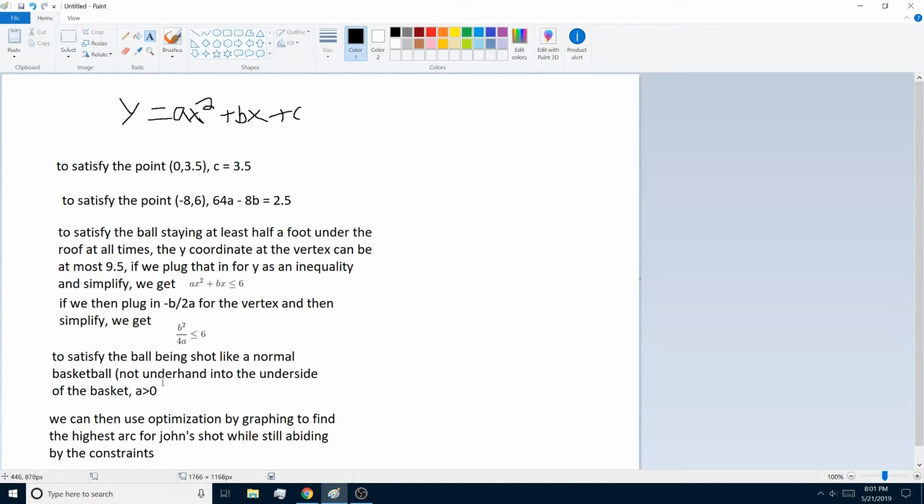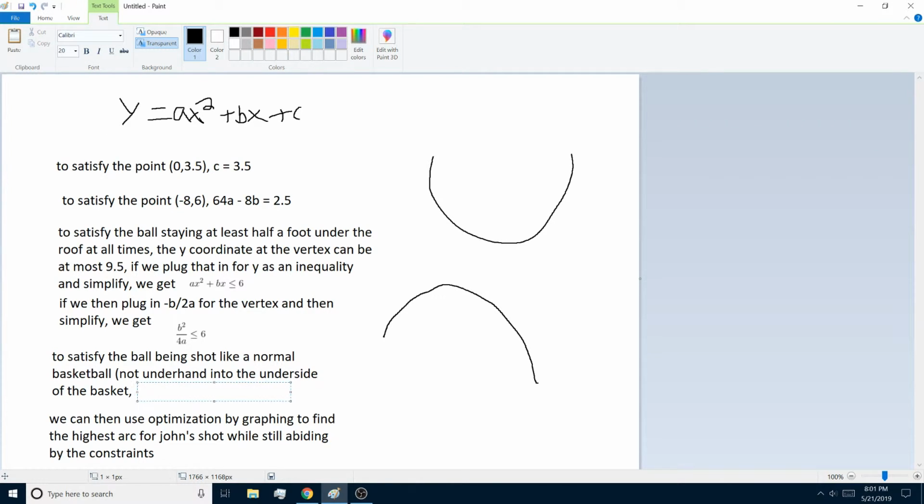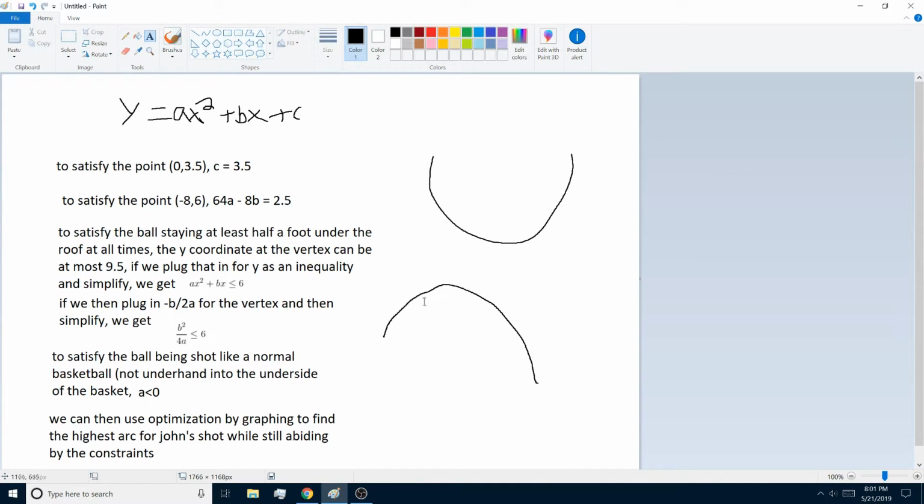So now the a value, if it's positive, it's going to be kind of like this. It's going to be a parabola. So if it's negative, it's going to look more like a regular basketball shot. It's going to be arced, and the highest point is going to be like the vertex. So a has to be, oh, there's a typo there. A has to be less than 0, so that it's like a normal basketball shot.